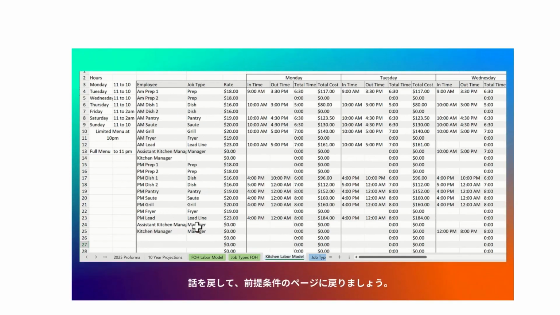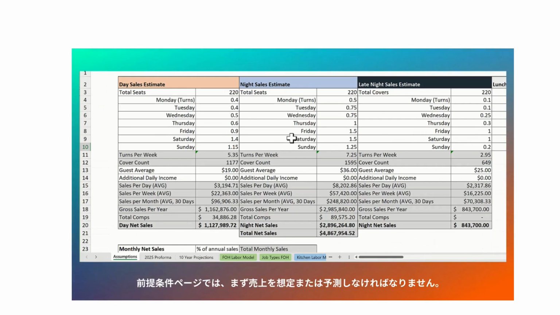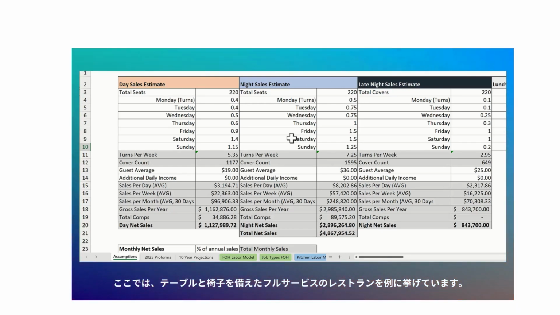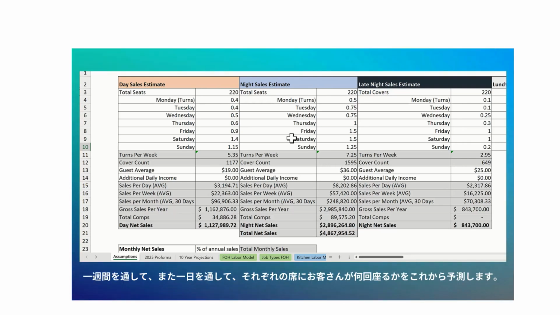So let's back up and go back to our assumptions page. And within our assumptions page, the first thing that we need to assume or predict is our sales. And there's a couple ways to go about predicting sales depending on the type of restaurant you have. The example you see here is for a full service restaurant that has tables and chairs, and we are going to be predicting how many times we're going to be turning each of those seats throughout the week and day part.